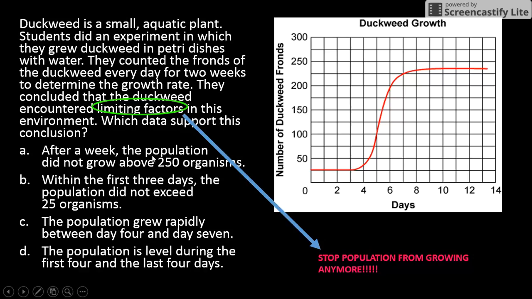A, after a week, the population did not grow above 250. So after about 7 days, our population did not grow above 250. Is that true? Well, we see 100% that is true. After 7 days, we have 250 up here. Our red line, our population never goes above that.